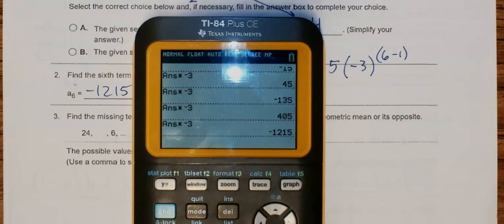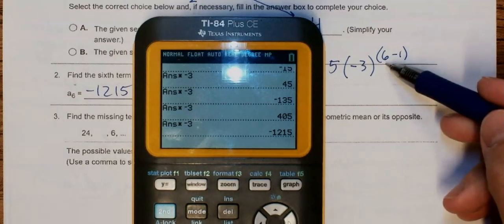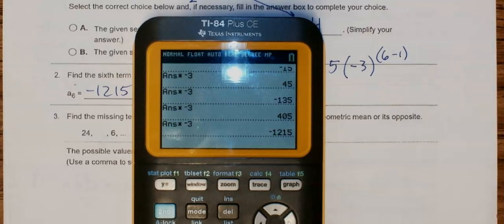So, either strategy would work on this. Like I said, if you had a much bigger term you were looking for, you would definitely want to do it this way and then just change that number to whatever term you were looking for.